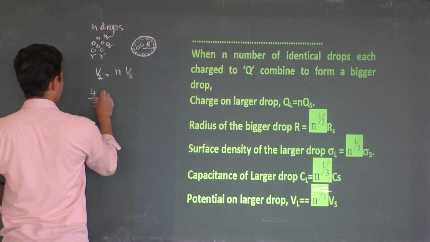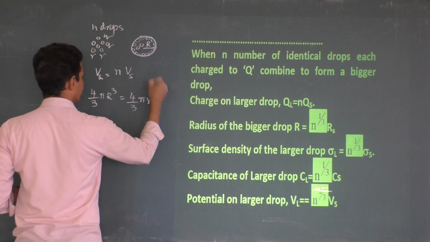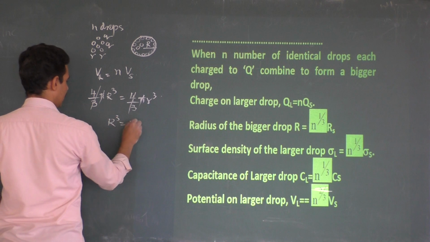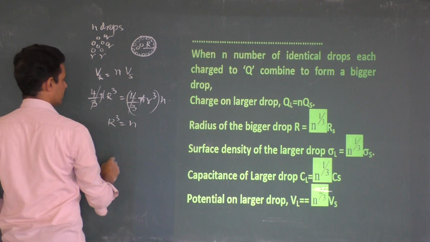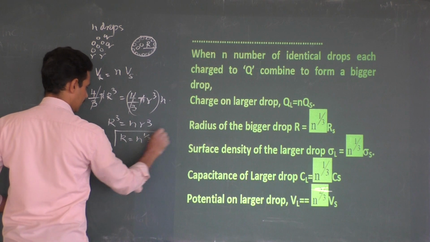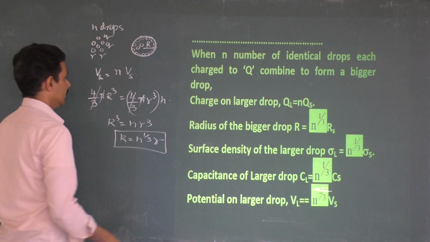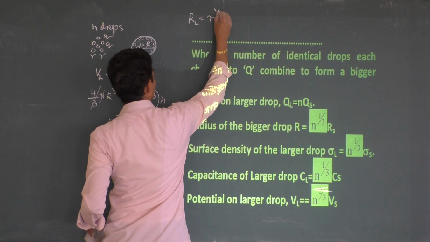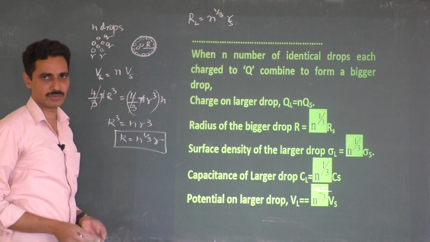So what is the volume of the larger drop? 4 by 3 pi capital R cube is equal to n times 4 by 3 pi small r cube. 4 by 3 pi gets cancelled. So R cube is equal to n r cube, n times the volume of the smaller drop. R is equal to cube root of n times small r. First conclusion: when n drops combine together to form a bigger drop, the radius of the larger drop is equal to cube root of n times the radius of the smaller drop. That is a very simple conclusion.